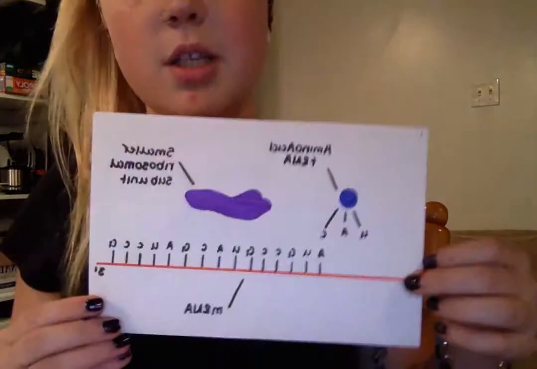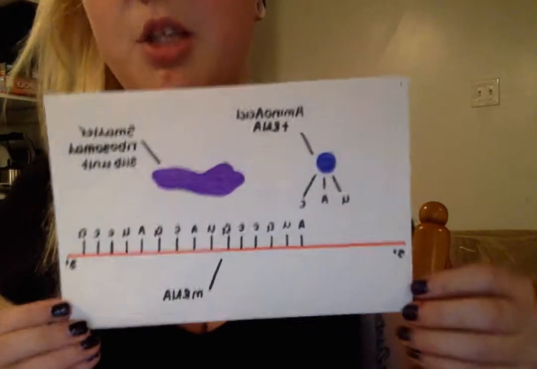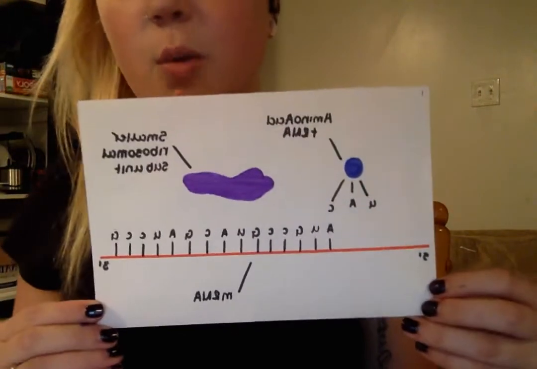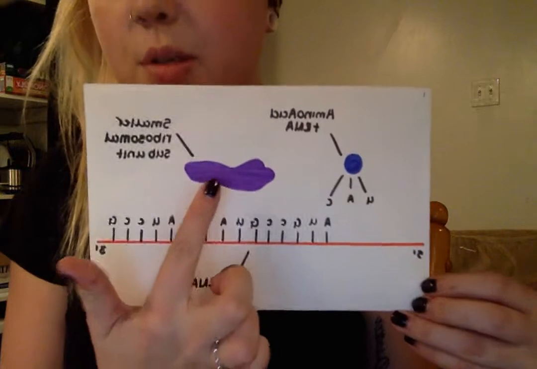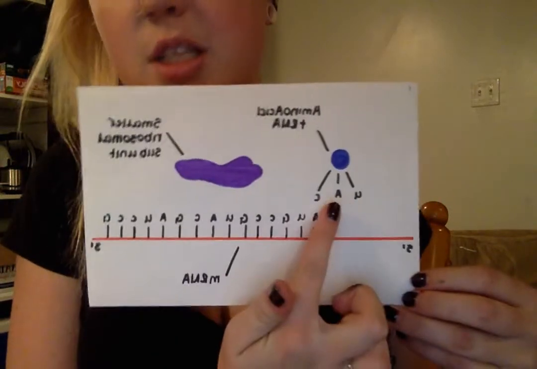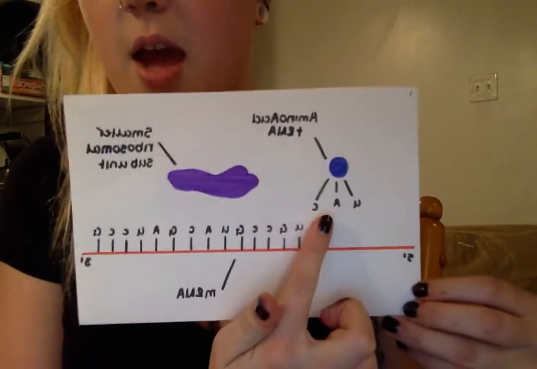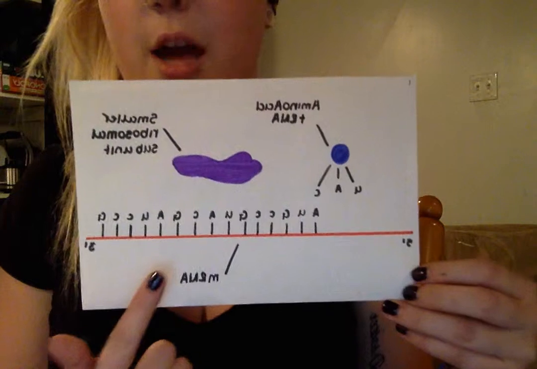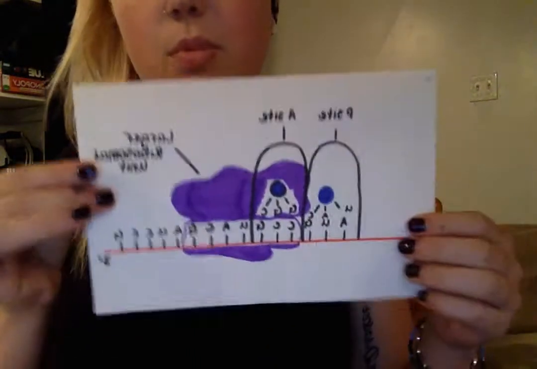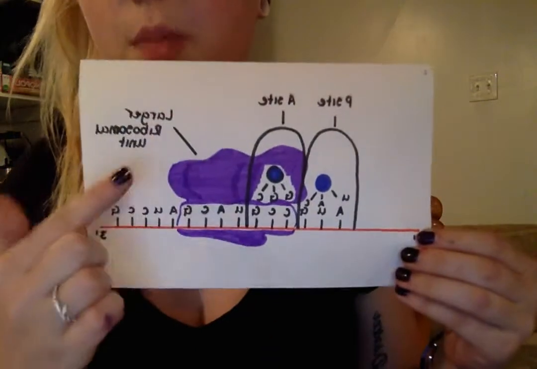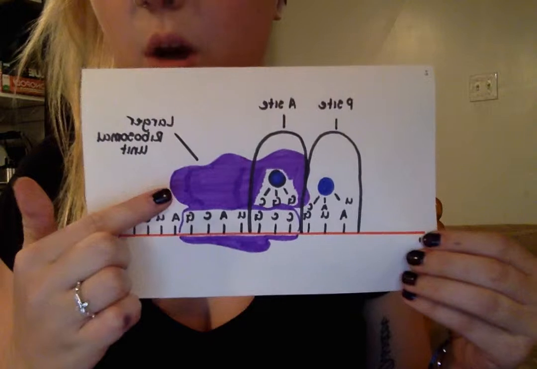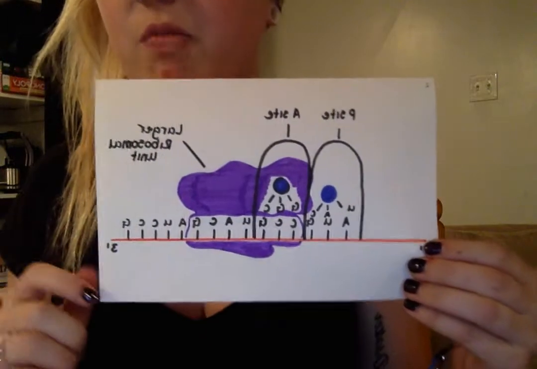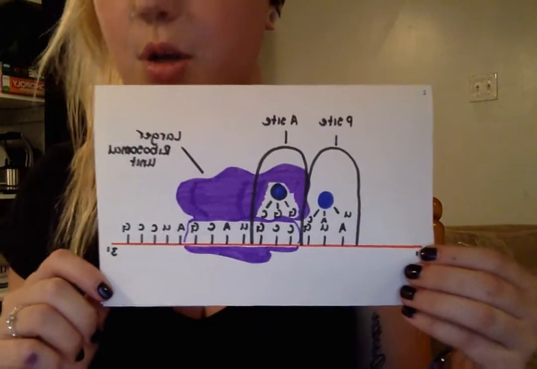To begin, translation is initiated by the formation of an initiation complex, consisting of the smaller ribosomal subunit, the first amino acid, tRNA, and also the messenger RNA. The larger ribosomal subunit will then join the complex. Proteins called initiation factors are also involved, but are not shown.